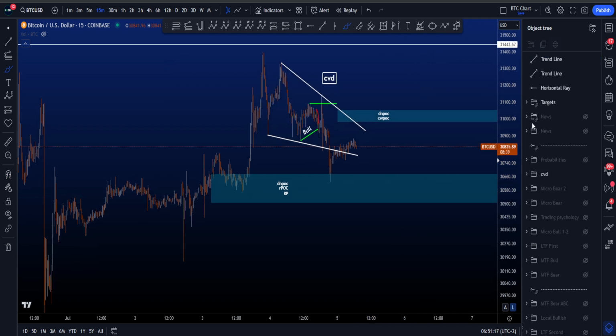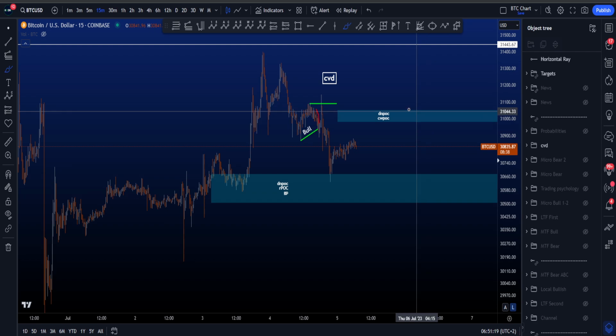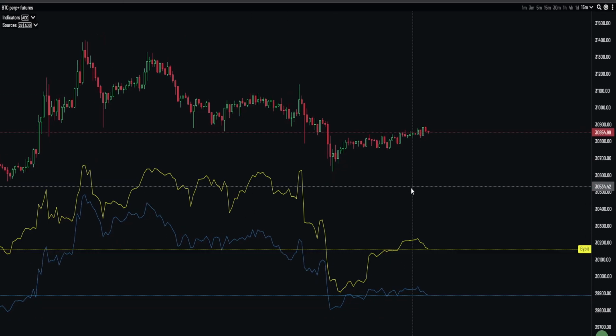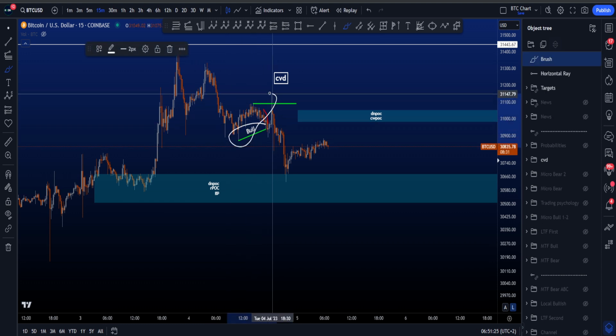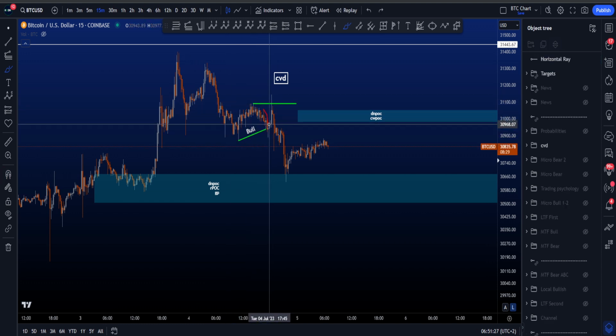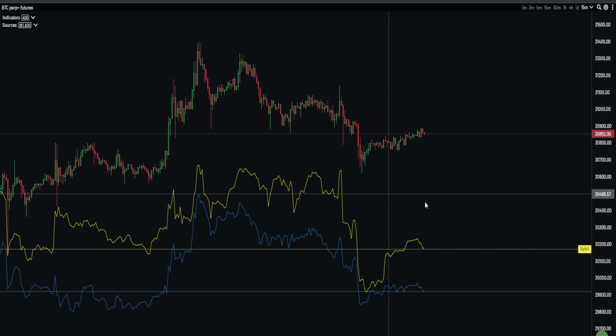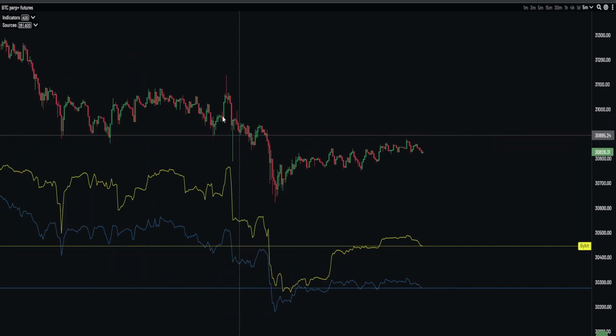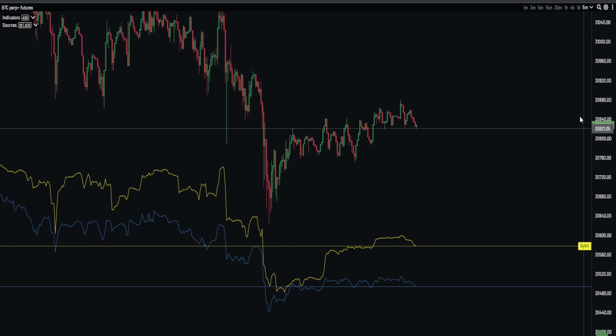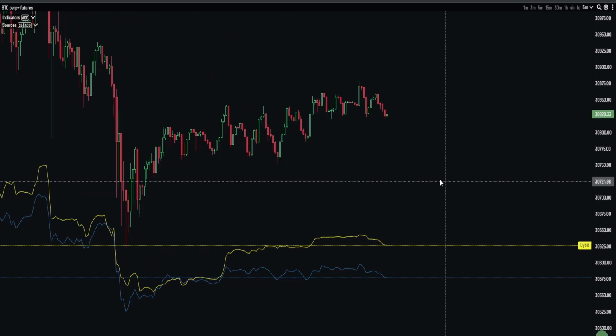If we then look at the CVD divergences, my favorite tool, then we're going to zoom in over here. First of all, by the way, yesterday we had bullish divergences that played out, 2 bearish divergences that also played out. Now this morning over here, what can we see? Of course, the divergences are neutralized, making a new low over here.